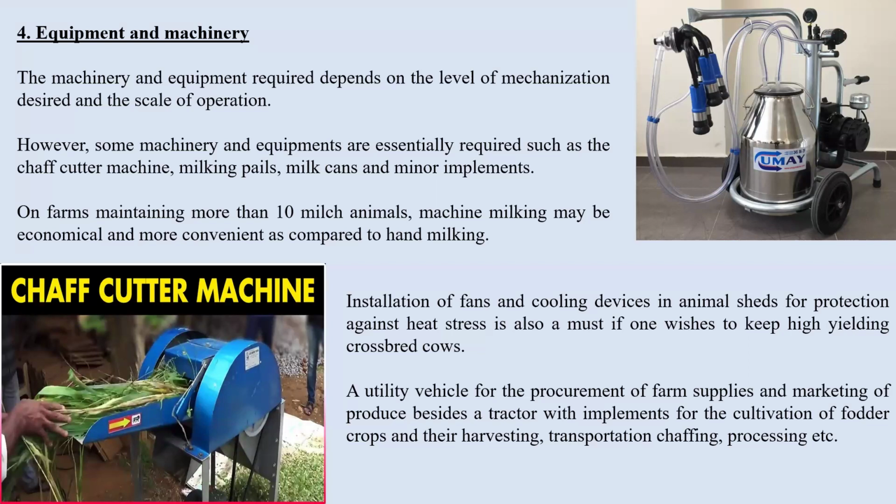And also a utility vehicle for the procurement of farm supplies and marketing of produce, besides a tractor with implements for the cultivation of fodder crops and their harvesting, transportation, chaffing, and then processing, etc.